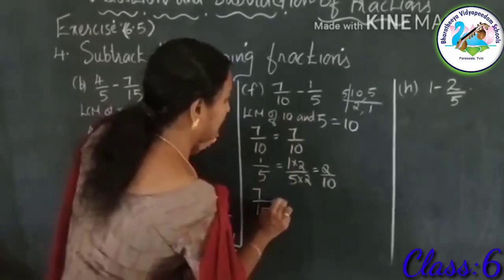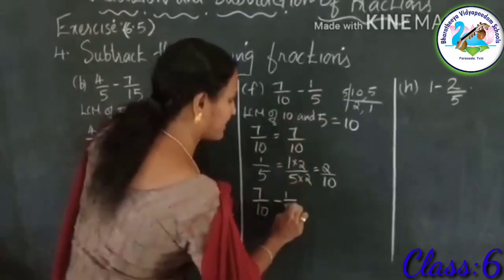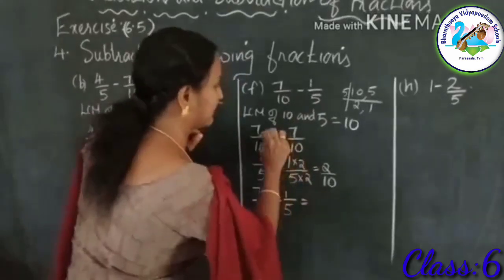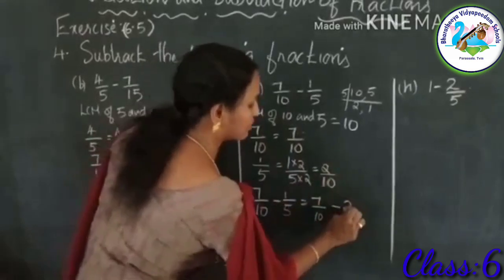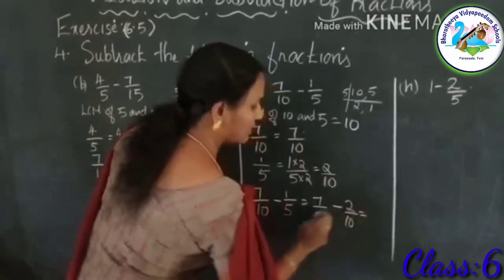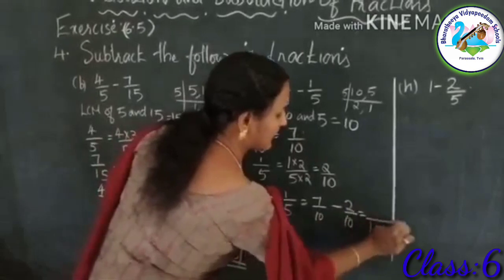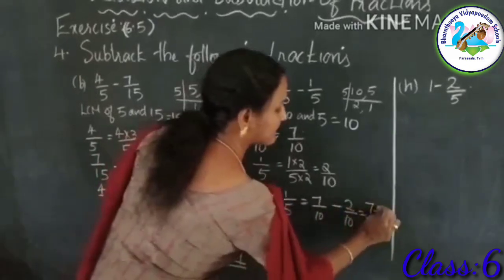Then 7 by 10 minus 1 by 5 is equal to 7 by 10 minus 2 by 10. So the denominators are same, so 10, subtract the numerators, 7 minus 2.